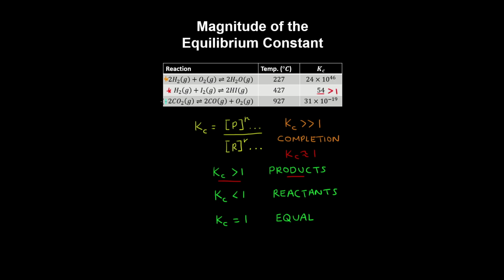And in this third example, the equilibrium constant is much less than 1. So the reaction barely proceeds and will take a very long time to reach equilibrium. And recall that the equilibrium constant is dependent on temperature.